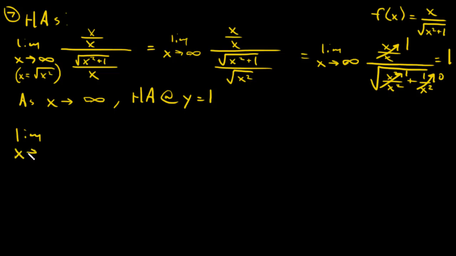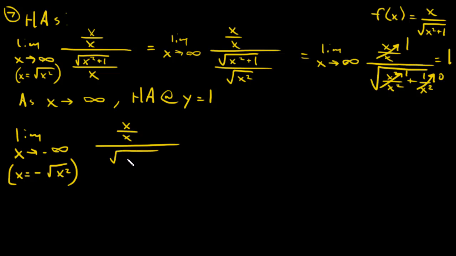Limit as x approaches negative infinity. Well, for negative infinity, I can't use this substitution. I have to use x equals negative root x squared, because these values are very negative. So everything else is going to be exactly the same except for this step right here. So I'm going to have x over x divided by root x squared plus 1, but now it's going to be a negative root x squared. Okay, it's going to combine in and become limit as x approaches negative infinity.